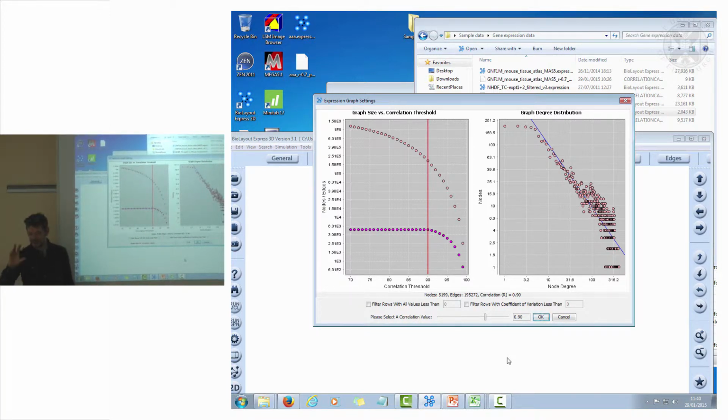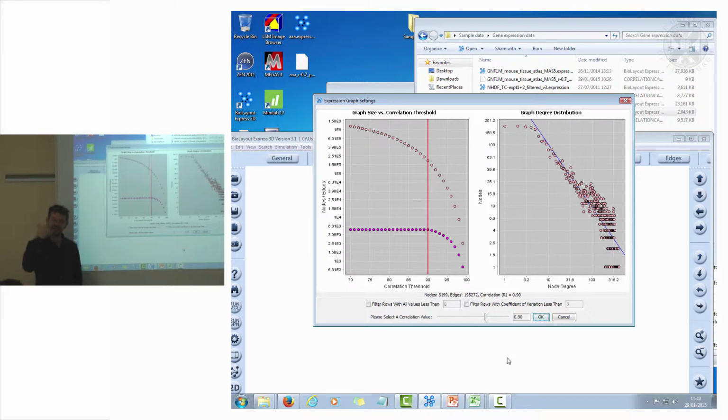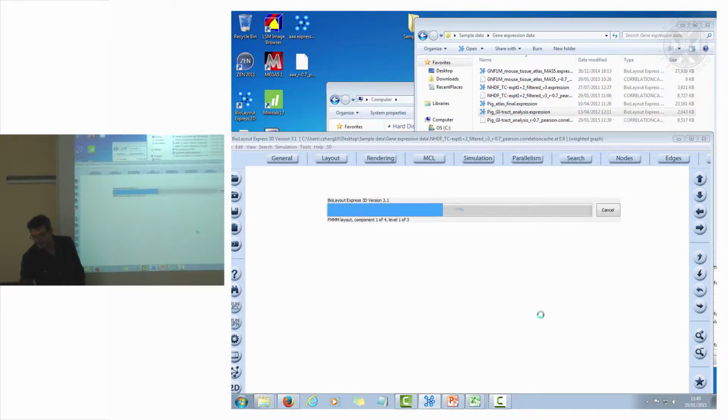This is only, I used to study the gastrointestinal tract, so I was quite interested in that. This is about 16 to 17 regions from the tongue through to the colon. So it's running the layout algorithm.